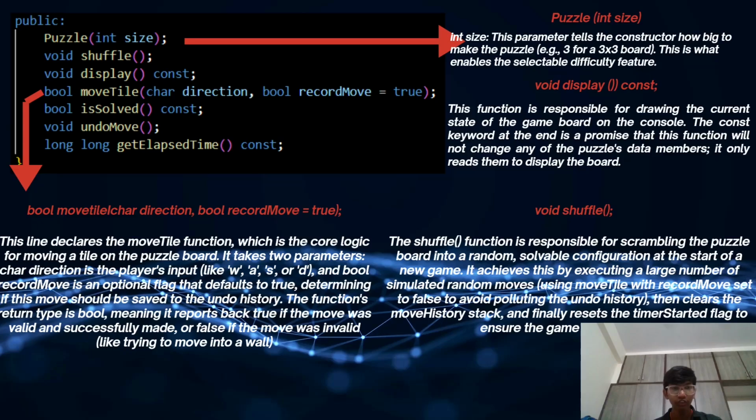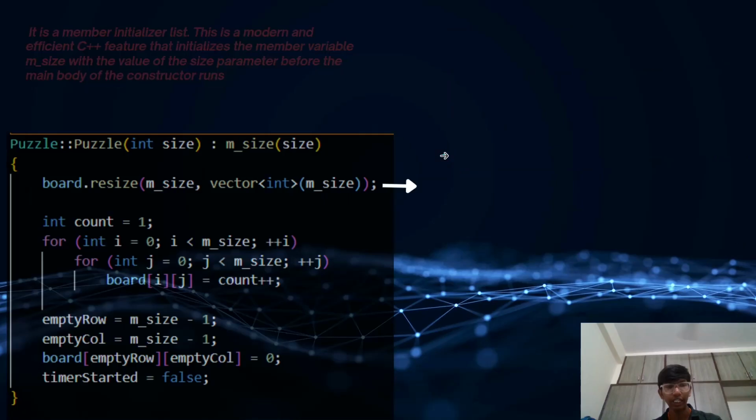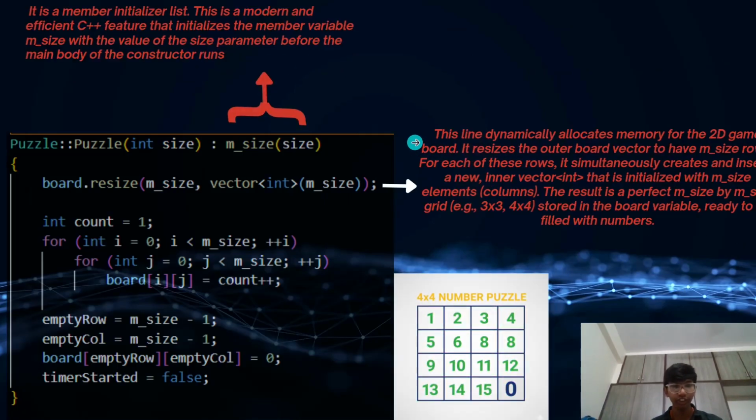Undo move is what makes the undo feature work. It just pops the last move from a private stack and calls move tile to reverse it. Then get elapsed time simply returns the total time passed since the timer started. So by combining these public functions with the private data, we have a complete, organized and robust class that can run the entire program.